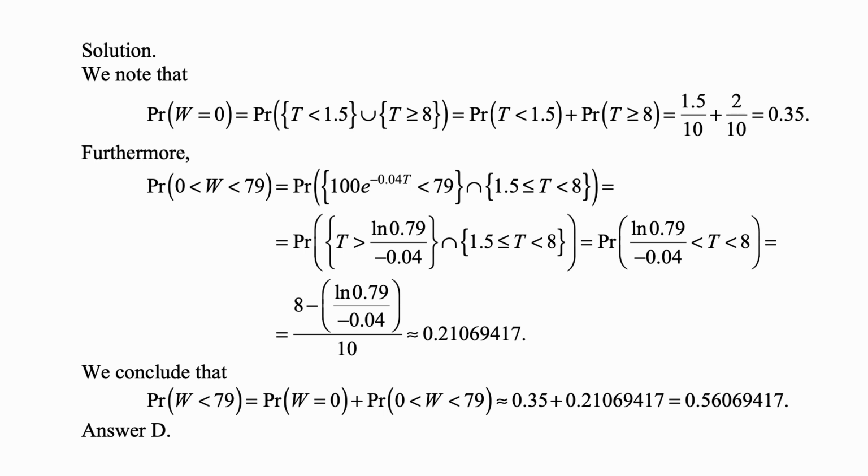And then the probability we're looking for is the probability that W is less than 79. That's the probability of W being 0 plus the probability that W is more than 0 but less than 79. So it's 0.35 plus 0.21069417, and that's 0.56069417, and that's answer D.